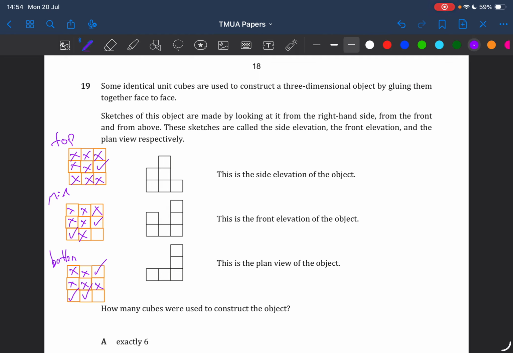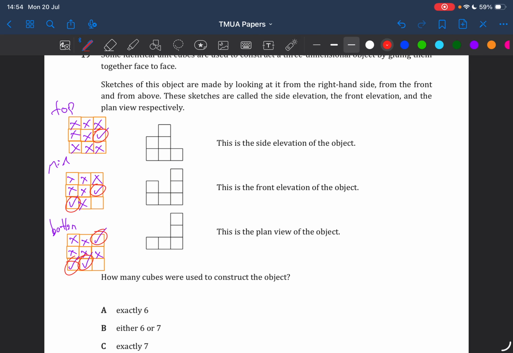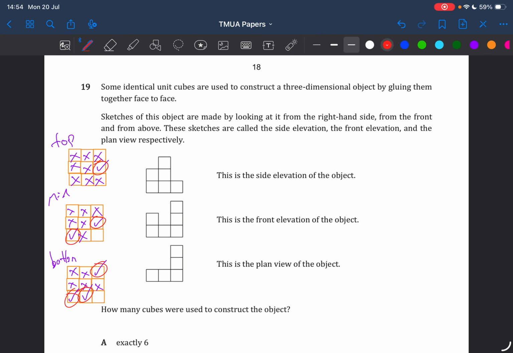So how many do we definitely need? 1, 2, 3, 4, 5, 6. I thought it was actually more than that. Yeah, hold on. I should have more than that one. What one have I got slightly wrong? The bottom layer is okay. The middle layer.